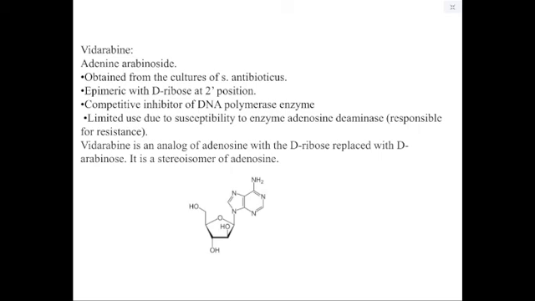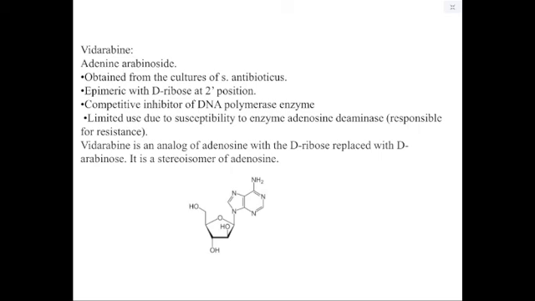You can see this is adenine. It has an amino group at position number 6, does not have any group at that position, or has hydrogen at that position. So that is adenine. And the difference, of course, between adenine arabinoside and adenine itself is the ribose sugar with epimerization at position 2'. So again, we had mentioned, it's a competitive inhibitor of DNA polymerase, with limited use due to its susceptibility again. Remember, this we had also mentioned, because of this amino group.